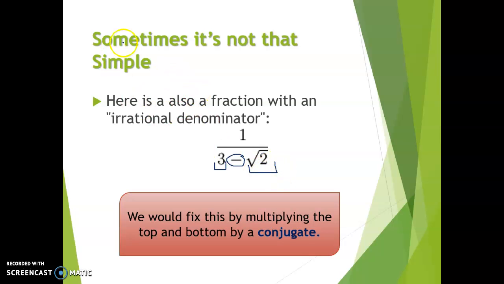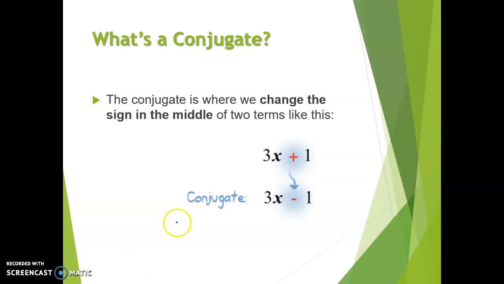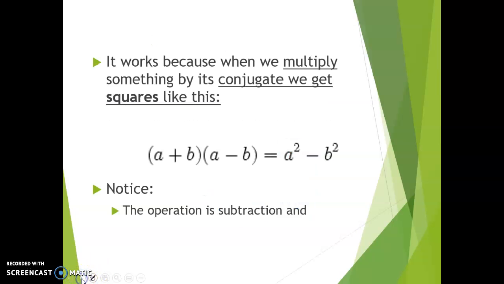So the way that we're going to rationalize the denominator when there are 2 terms here is by doing something called multiplying by a conjugate. So the conjugate is where we change the sign in the middle of the 2 terms like this. So if our first term was 3x plus 1, our conjugate is 3x minus 1. So we just change this sign.